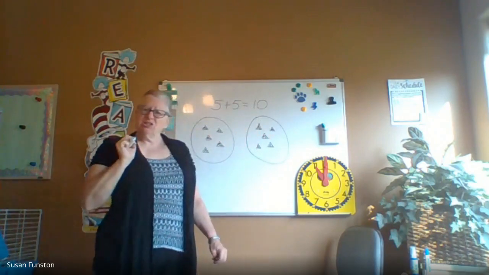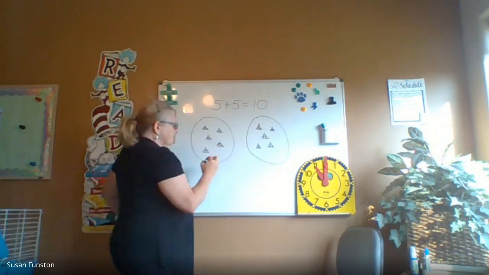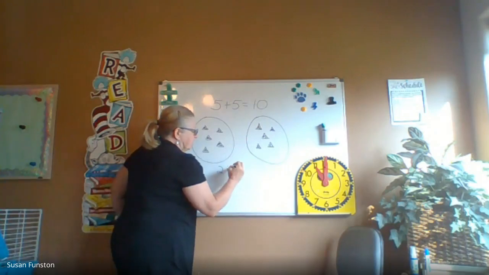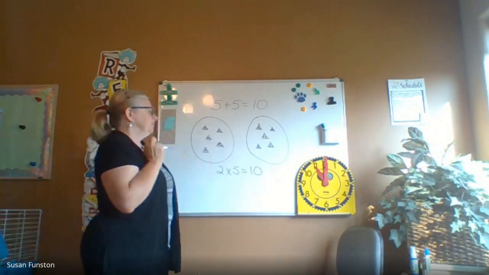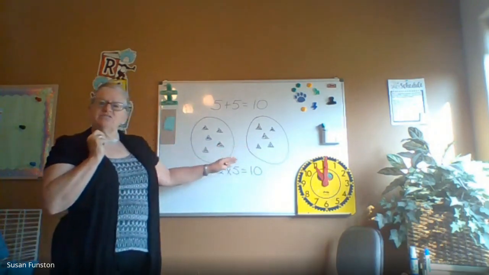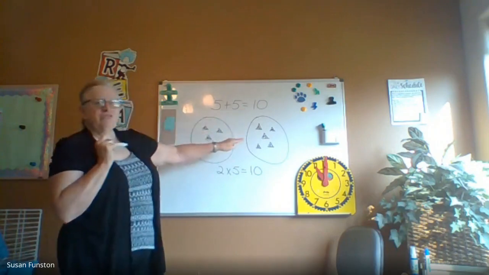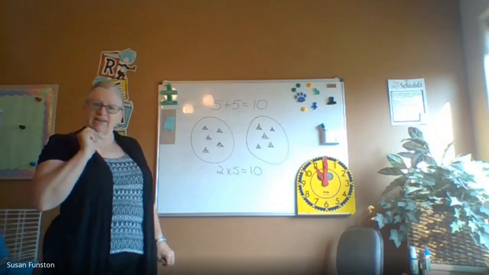Could I use multiplication? I could, because I have equal groups. I have 2 groups of 5, so I could say 2 times 5 equals 10. So can I write a division sentence that shows how I took these 10 triangles and divided them into 2 groups? Yes, I can, you're right.